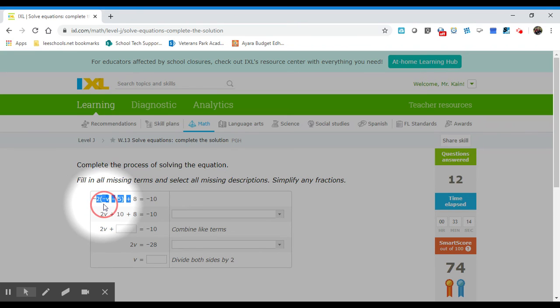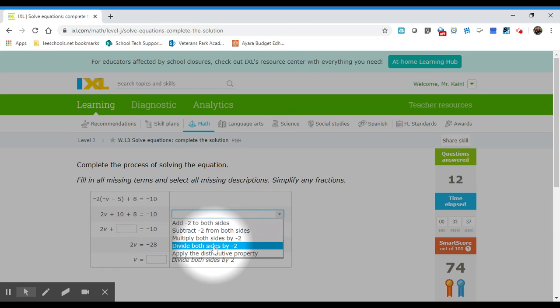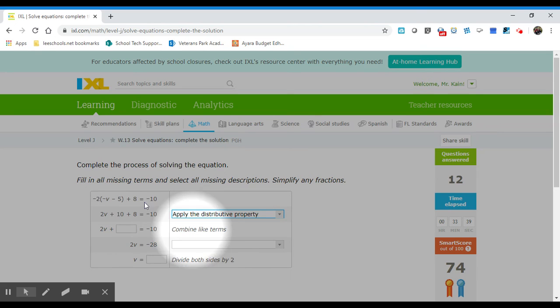If you look up here, and then you look down here, you'll notice that the negative 2 is not there anymore. And you know they didn't divide because this side would be different. The negative 10 would be negative 5, because they would divide by negative 2, or positive 5 rather. So it looks like they distributed. So is that an option? It is. Apply the distributive property. There it is right there. So they multiplied the negative 2.